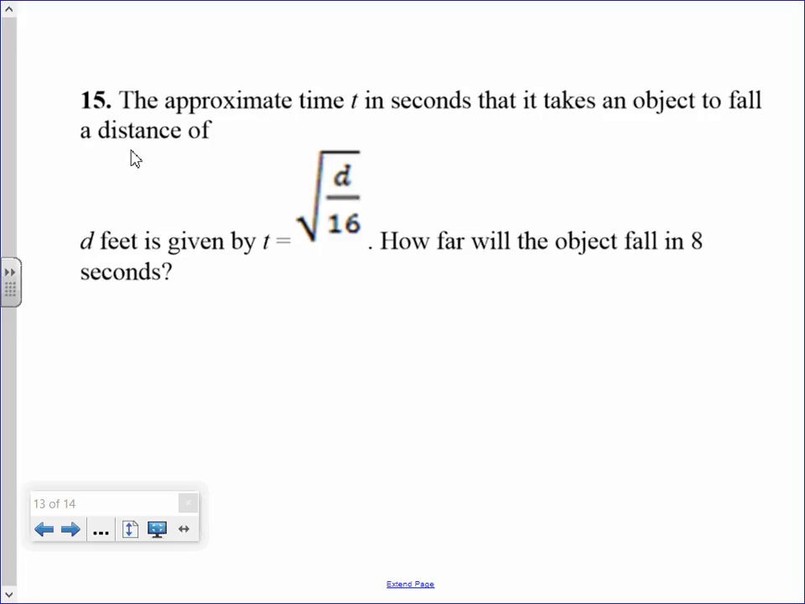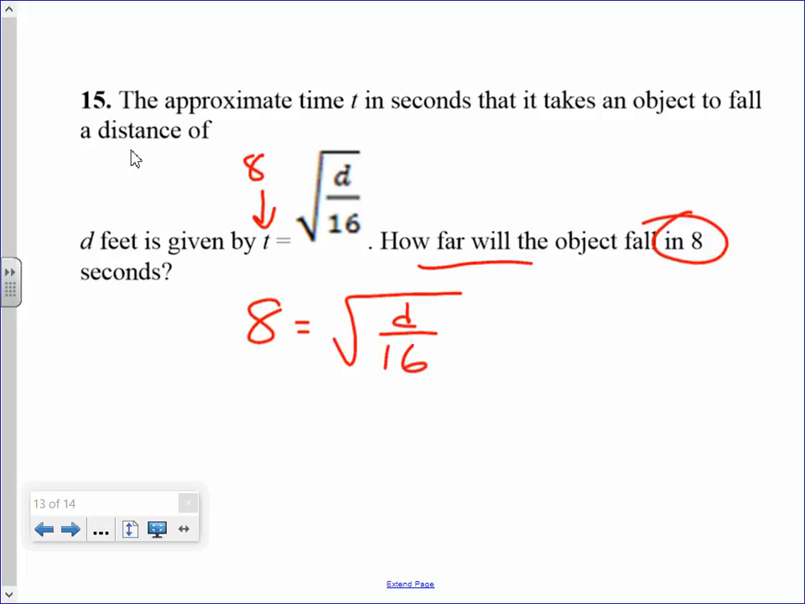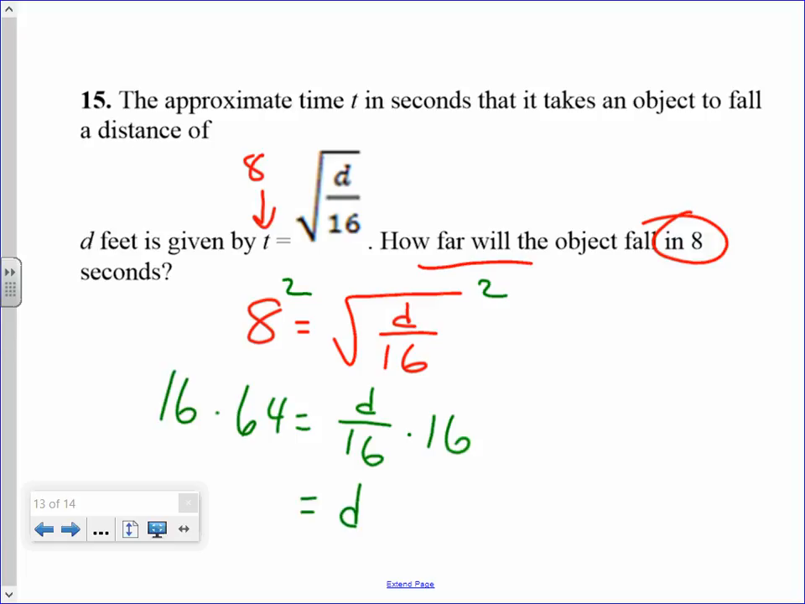Okay, so number 15, we want to find out how far in 8 seconds. So we're looking for D, and we know T. So 8 will be square root of the distance over 16. Then we need to solve for D. We're going to need to square both sides. 64 will be equal to D over 16. Multiply by 16 on both sides. We get a distance of 1,024 feet.